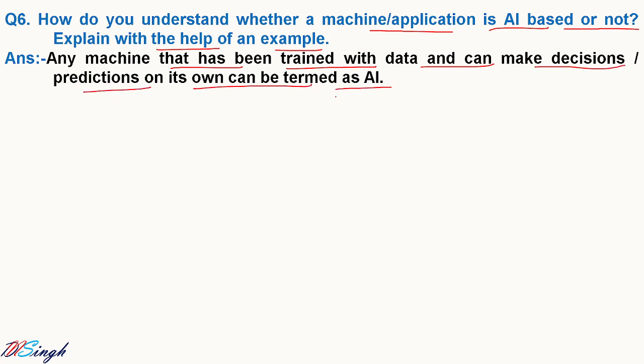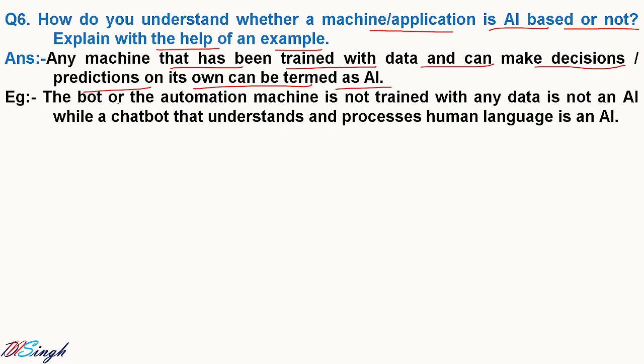AI. ऐसी कोई भी मशीन जिसको डेटा के साथ हम ट्रेन कर सकते हैं, वो अपने डिसीजन ले सकती है और कुछ संभावनाएं प्रिडिक्शन व्यक्त कर सकती है फ्यूचर के लिए बाय इट्स ओन, अपने द्वारा ही। तो ऐसी ये मशीन को हम क्या कहेंगे? आर्टिफिशियली इंटेलिजेंस मशीन कहेंगे। A bot and automation machine is not trained with any data, is not an AI, while a chatbot that understands and processes the human language is an AI.